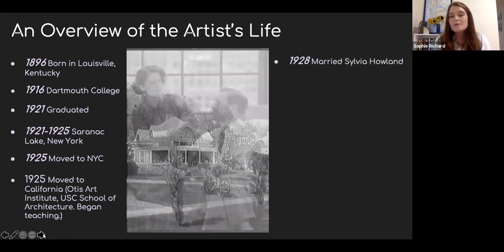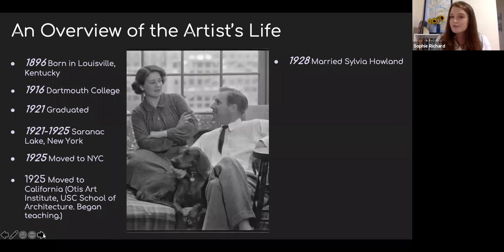Paul had met a young woman named Sylvia Howland, a Vermonter from Montpelier, while recovering from tuberculosis, and had kept up correspondence. Sylvia came to California to visit Sample, and in 1928, the two were married. Sylvia's family was from New England, and the two frequently visited, reintroducing Sample to the landscape he admired.